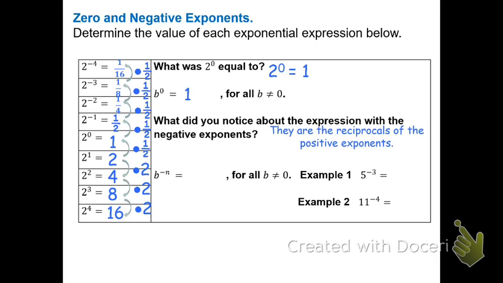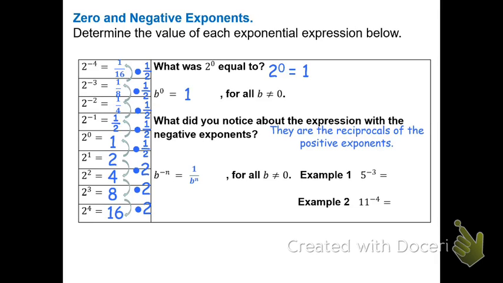If 2 to the negative 2 is really 1 over 2 squared, and 2 to the negative 3 is really 1 over 2 to the 3rd, and 2 to the negative 4th is really 1 over 2 to the 4th, then b to the negative n, again where the base is not 0, is going to become 1 over b to the positive n. You take the reciprocal and make it a positive exponent.